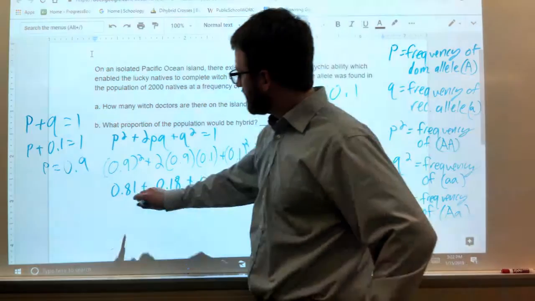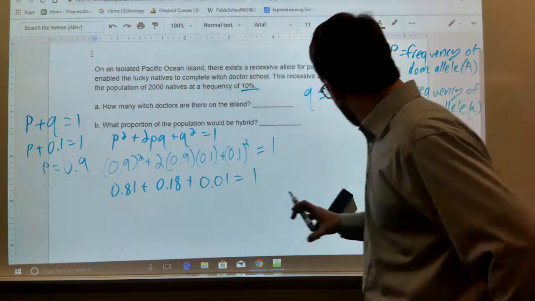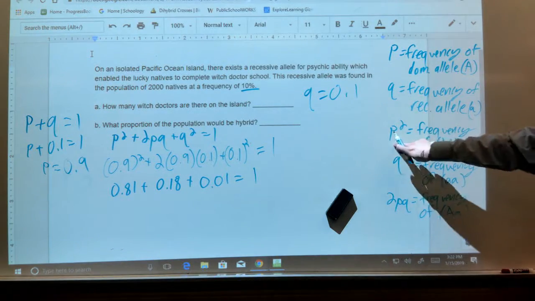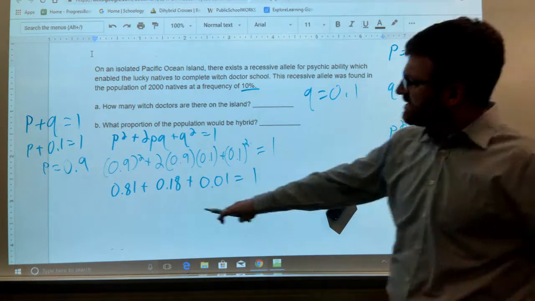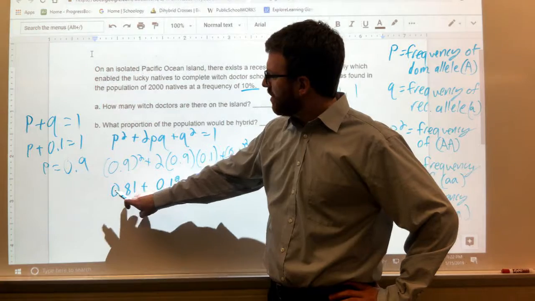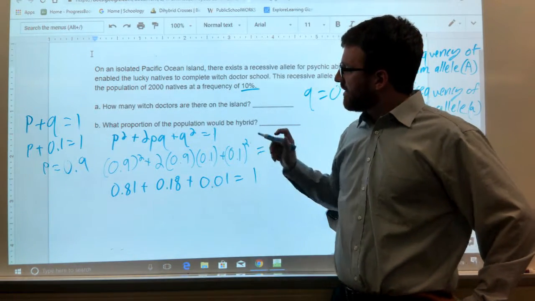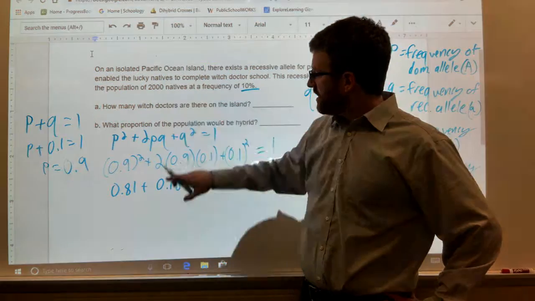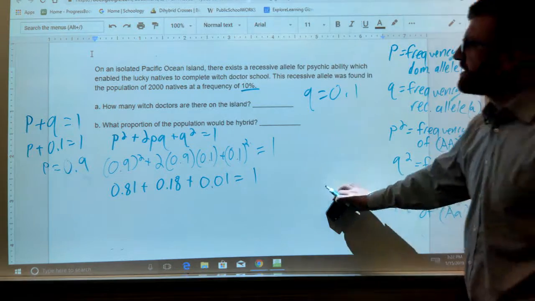So now we have this value, 0.81, that's going to equal p squared. We look at p squared, and that number is going to be the frequency of big A, big A. So we can take p squared and multiply it by any population size to figure out how many individuals of a population are homozygous dominant. However, that's not what they're asking.